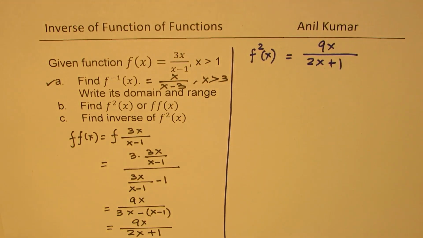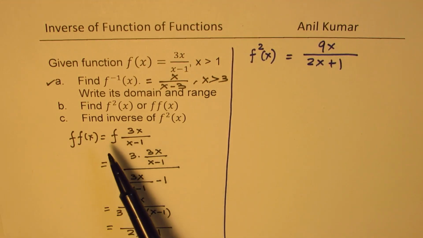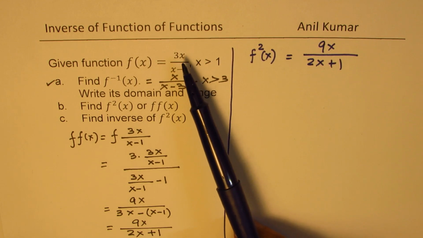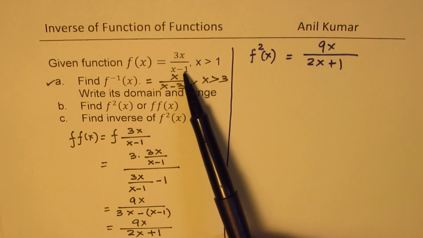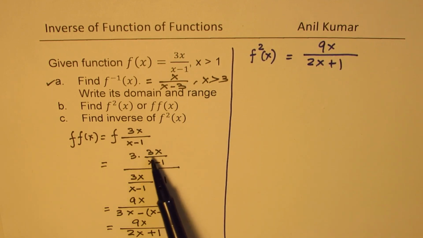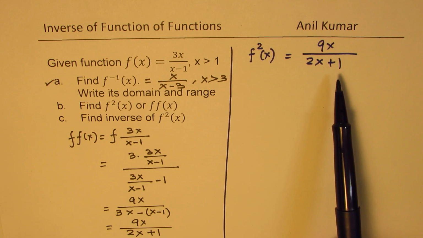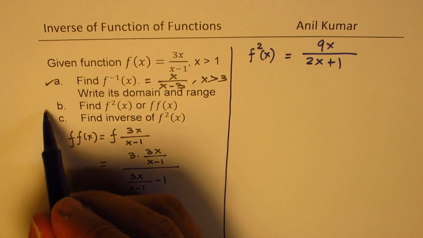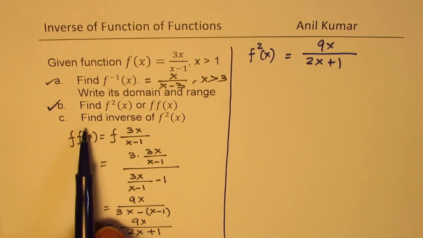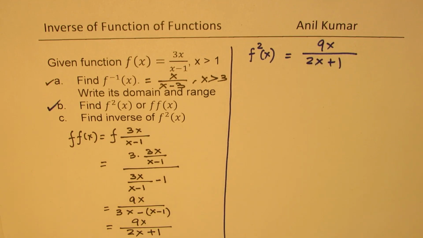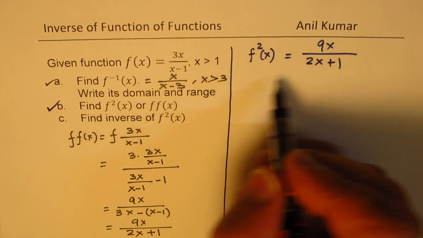Is that clear to you, right? So these are the steps involved. So we replaced x with 3x over x minus 1. So we got the final expression as 9x over 2x plus 1, right? So that is our part B. Now let us find the inverse of this particular function, right? So to find the inverse again, we'll swap.